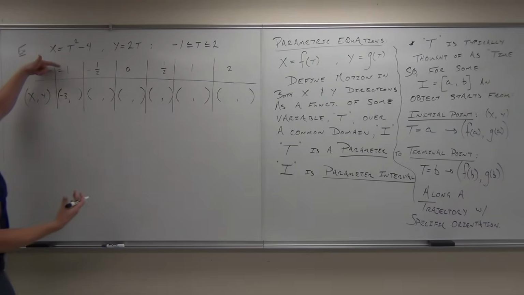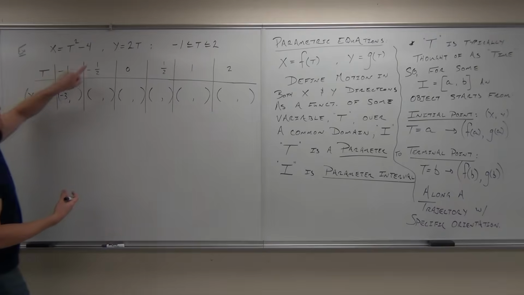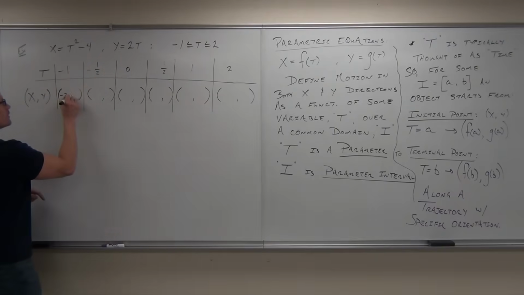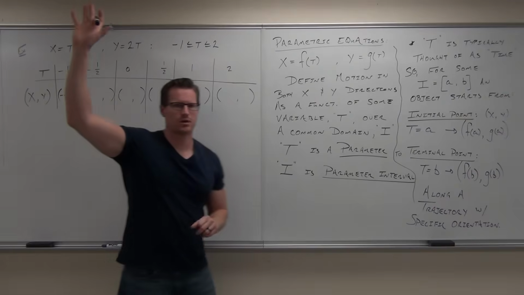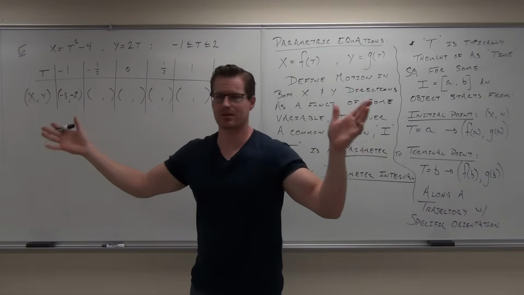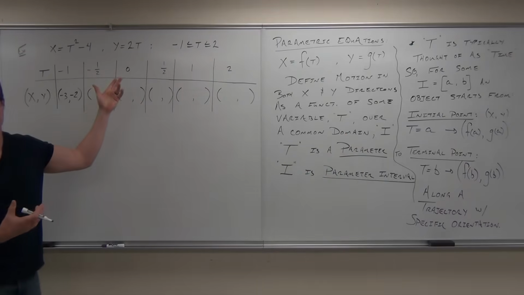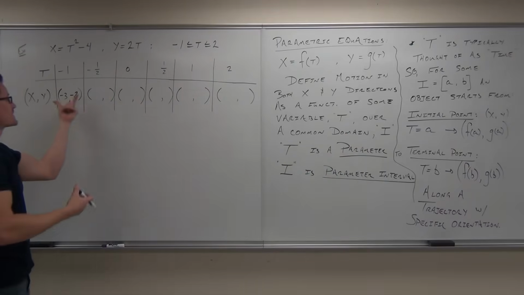Plug in -1, you're going to get our x coordinate. Plug in -1, you're going to get, that's our y coordinate. Show of hands if you understand how the points work. If you get that, you get parametric equations, basically, as far as the points go. The t gives you the coordinates for your points independently. It gives you the x coordinate, it gives you the y coordinate. It's still a point, though.